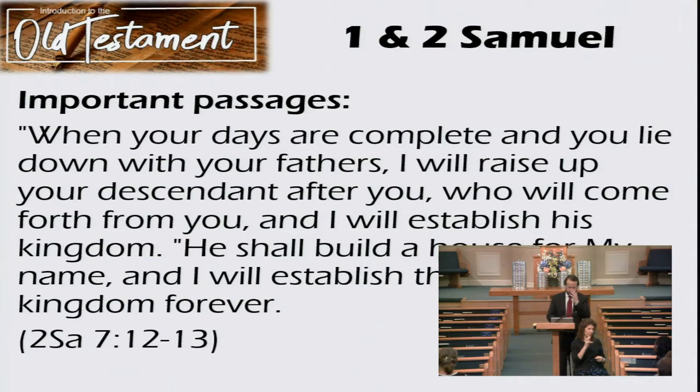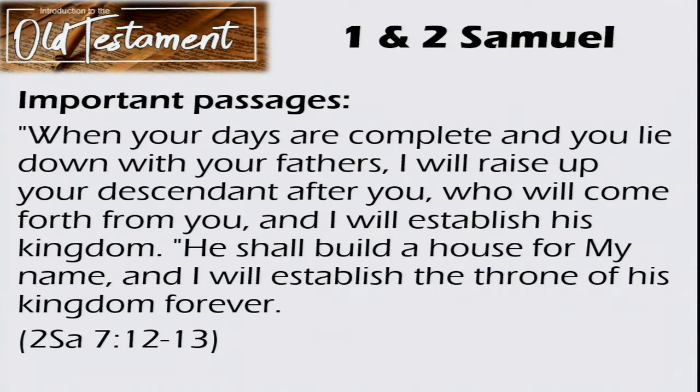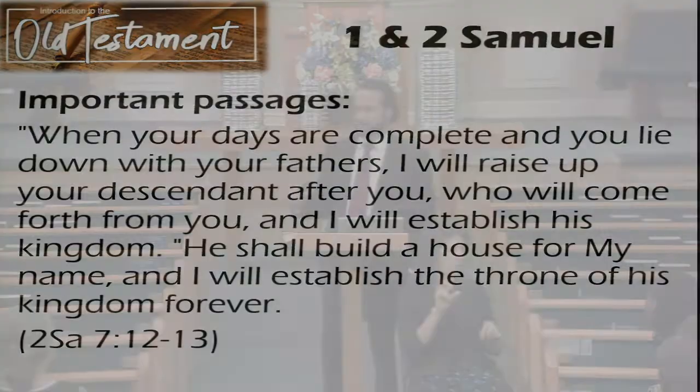In 2 Samuel, we see, when your days are complete and you lie down with your fathers, I will raise up your descendant after you, who will come forth from you, and I will establish his kingdom. He shall build a house for my name, and I will establish the throne of his kingdom forever. Again, what are we dealing with context-wise? What are we talking about here?